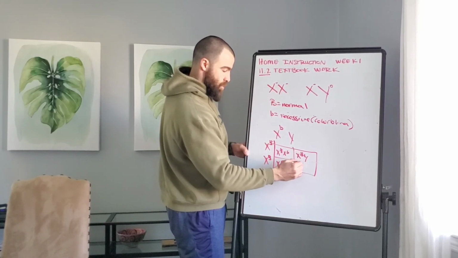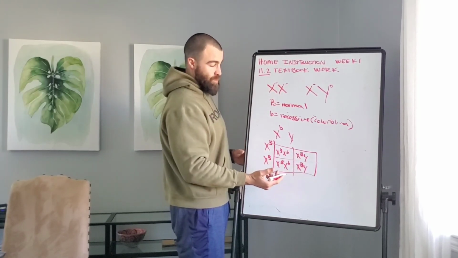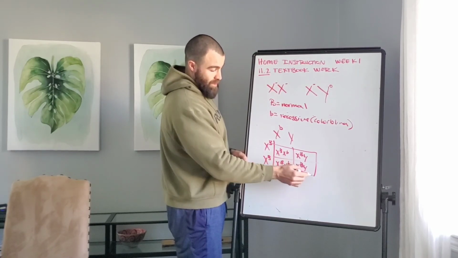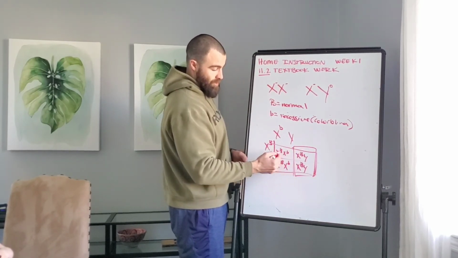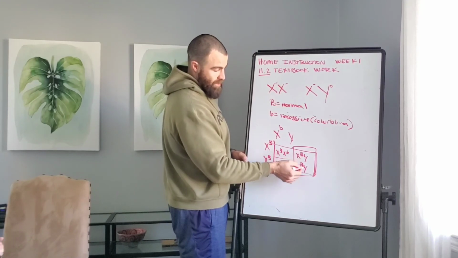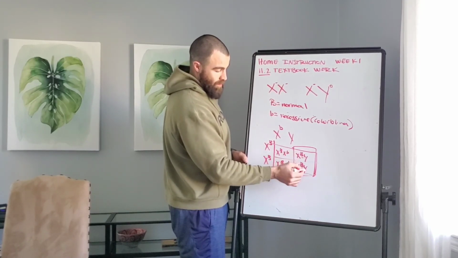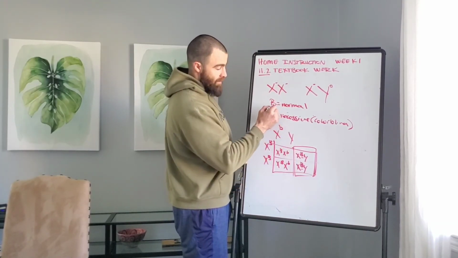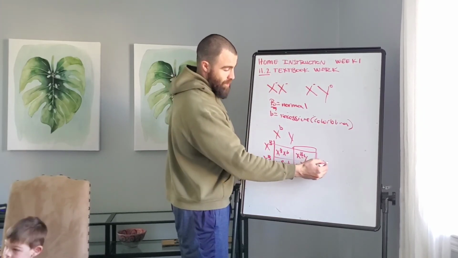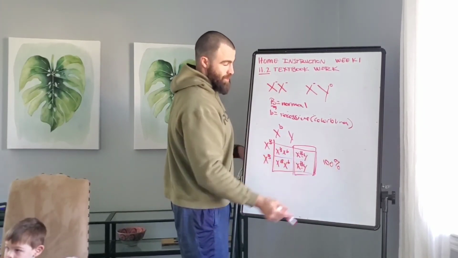So the question asks, what percent of the sons will have normal vision? Well, these are the sons. So we're not concerned with the daughters, who will also all have normal vision. And these are the sons. They will all have normal vision because they have the big B. Okay, so 100% of the sons will have normal vision, 100% chance.